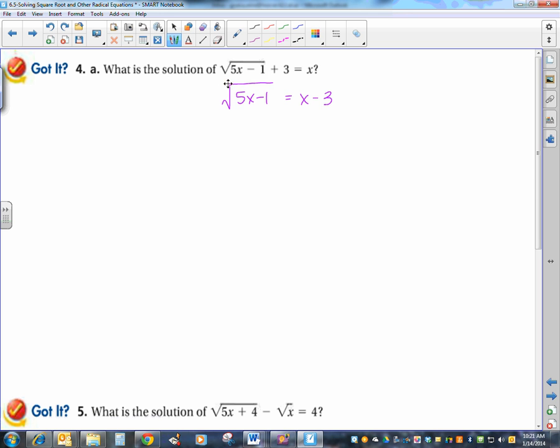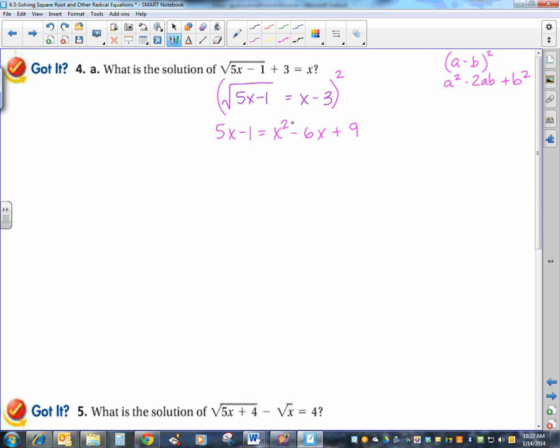Okay, again, that root is 2, so I'm raising both sides to the second power. This one goes away, leaving me with 5x minus 1. Got to remember how to square that binomial. That's a minus b quantity squared: a squared minus 2ab plus b squared, in case you didn't remember. So that's going to give us x squared minus 6x plus 9.